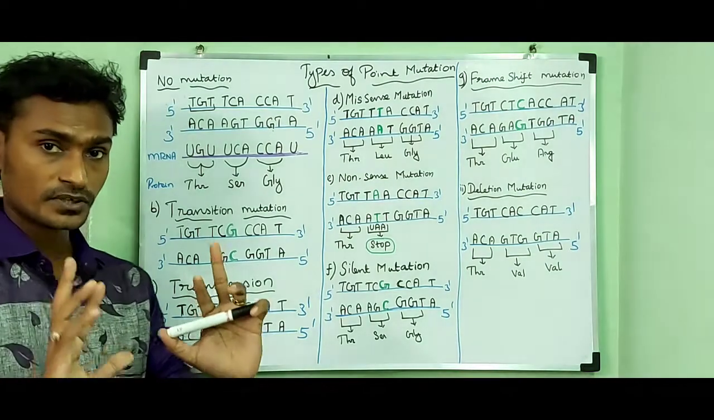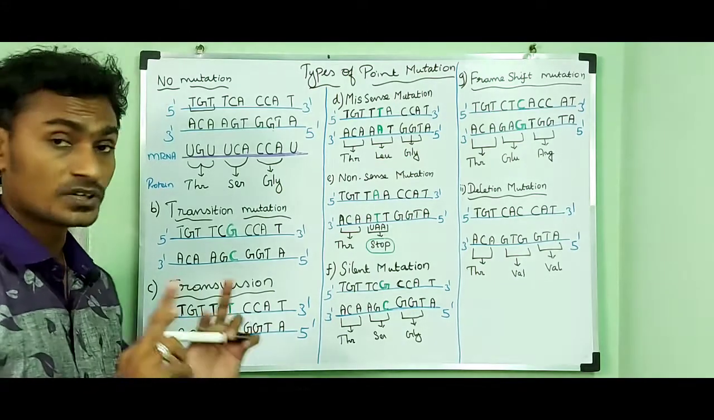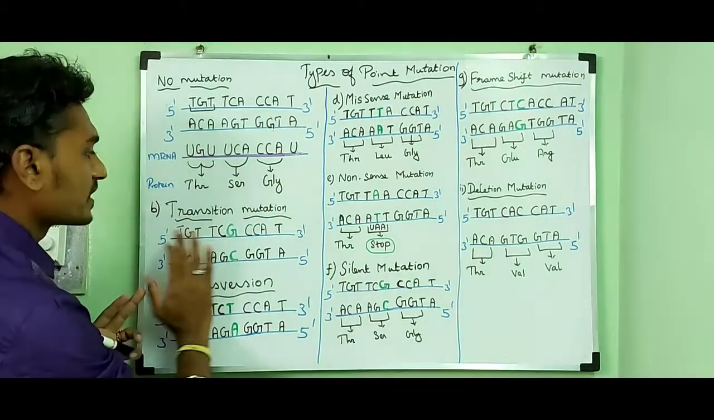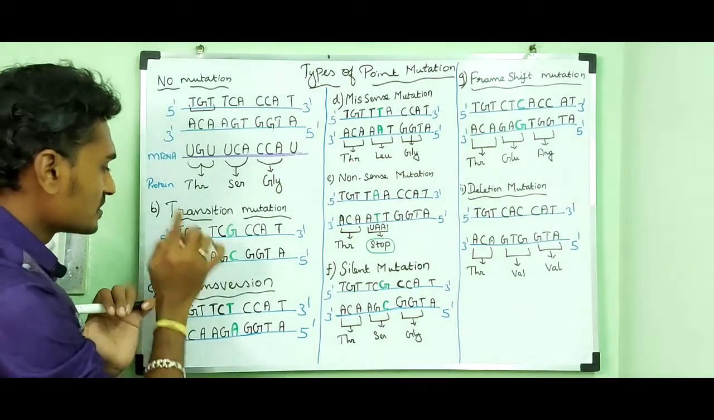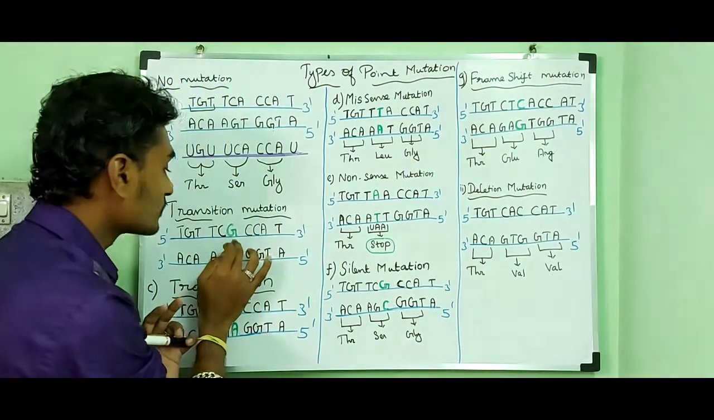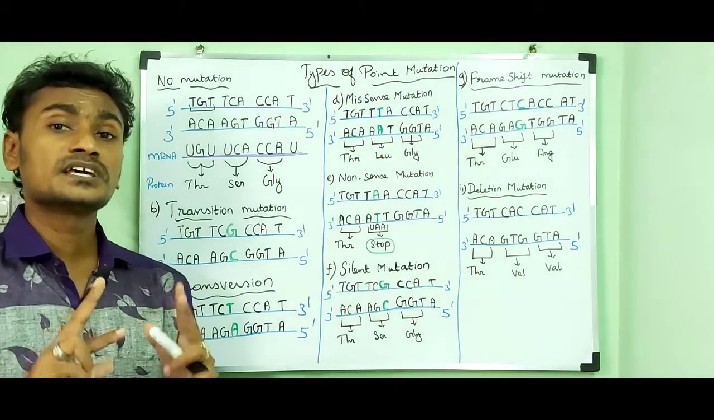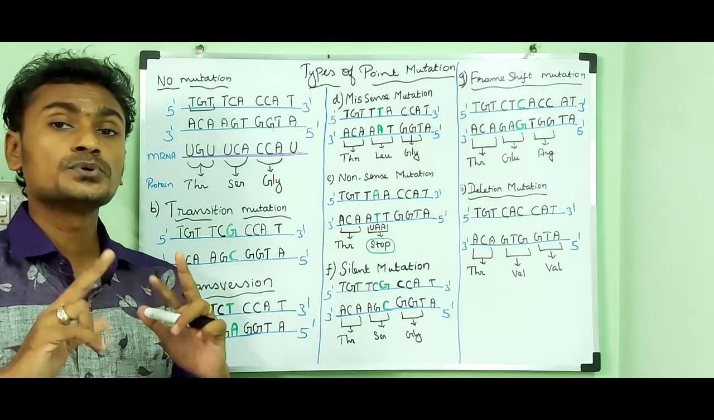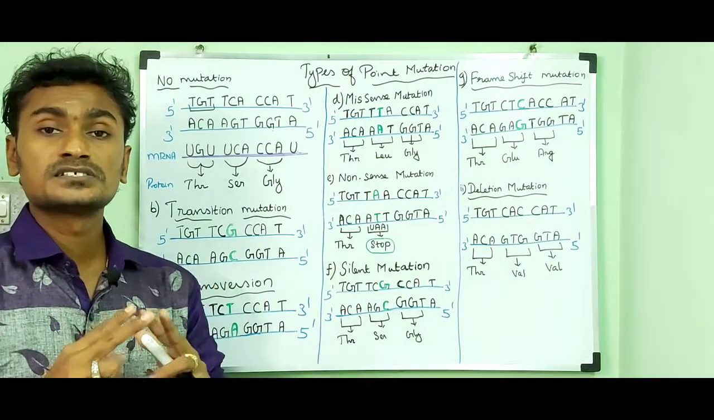Now I am going to teach you the base substitution process, that is transition and transversion. What is called transition or transversion? Here you can find the same nucleotide sequence, TGT, TCG, and here you can find capital A, and here you can find G. The nitrogenous bases are of two types, purines and pyrimidines. In transition, a purine nitrogenous base is replaced by a purine, and a pyrimidine base is replaced by a pyrimidine.